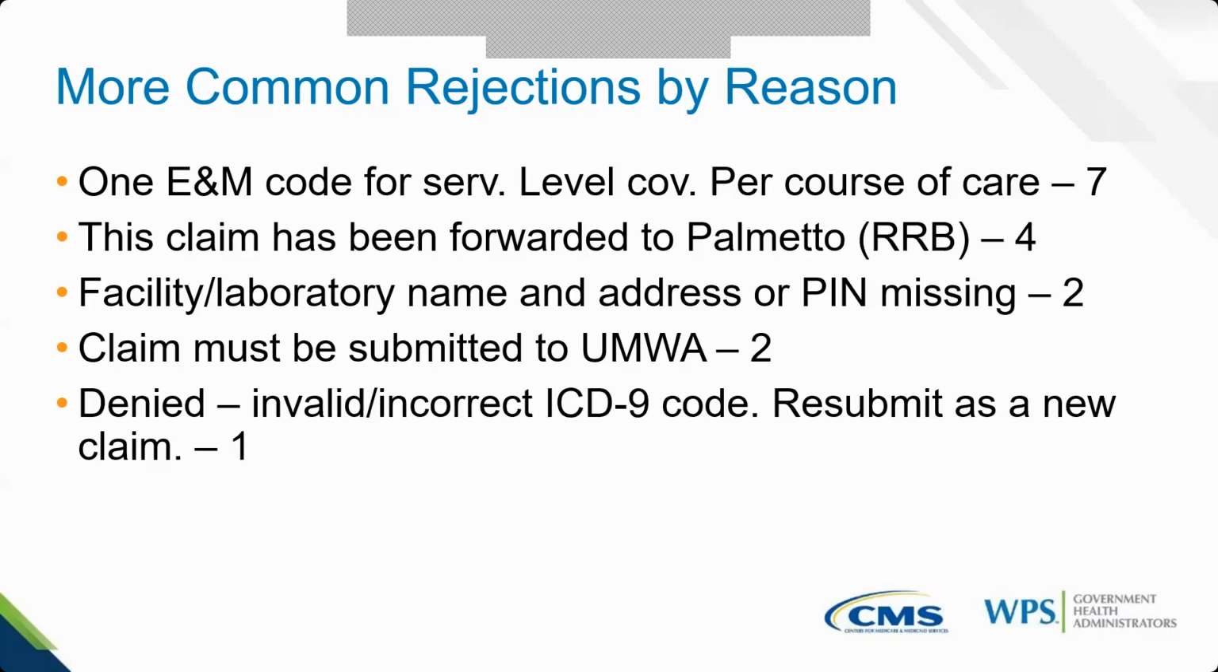For beneficiaries who have retired from the railroad, their Medicare claims aren't processed by the MAC. They are processed by the Railroad Retirement Board, a special contractor, and in this case, it's Palmetto. You can tell if a beneficiary has railroad retirement benefits by looking at their Medicare card. There's a banner across the bottom of that card that says Railroad Retirement Board. In that case, submit that claim to Palmetto, not to WPS.